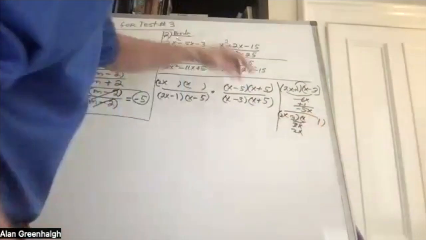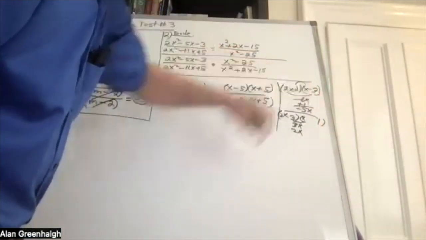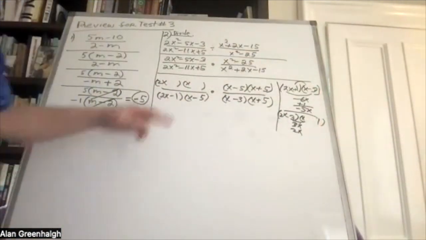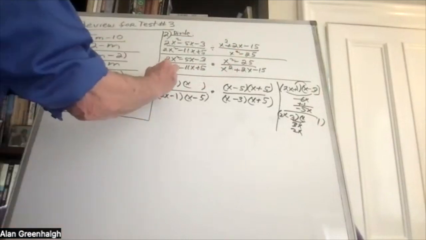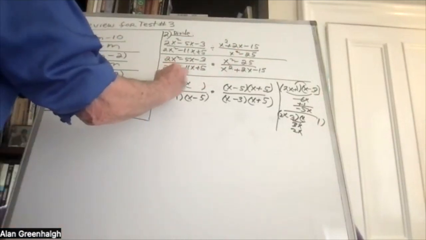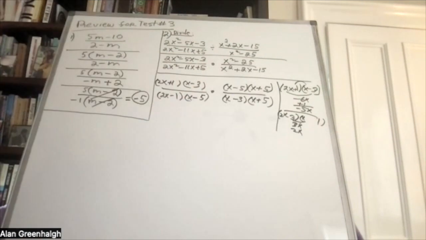But only if both of the signs are the same. So this is not going to work. And therefore, it has to be the first one, 2x + 1 and x - 3. Okay, that looks pretty good.